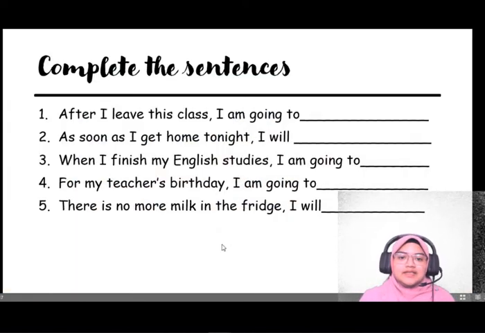Now complete the sentences. You can pause the video, jot it down, and complete the sentences. Keep it to yourself for now. I will get it when we meet in April.